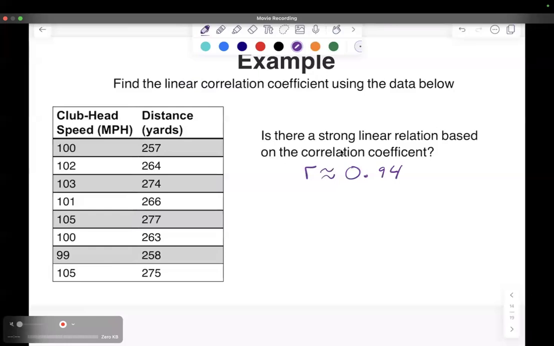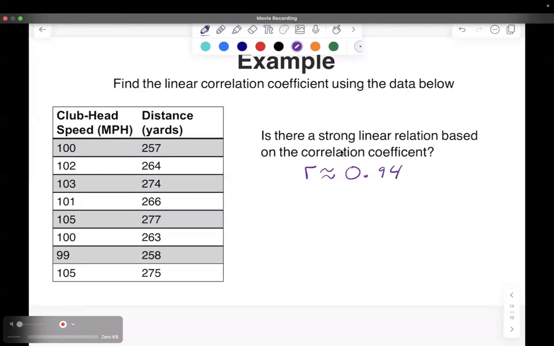Good job. Okay. So if you were going to interpret this R value, what would you say? How strong is my linear relation? Strong. Yeah, I would just call it strong. I would say there's a strong linear relation.